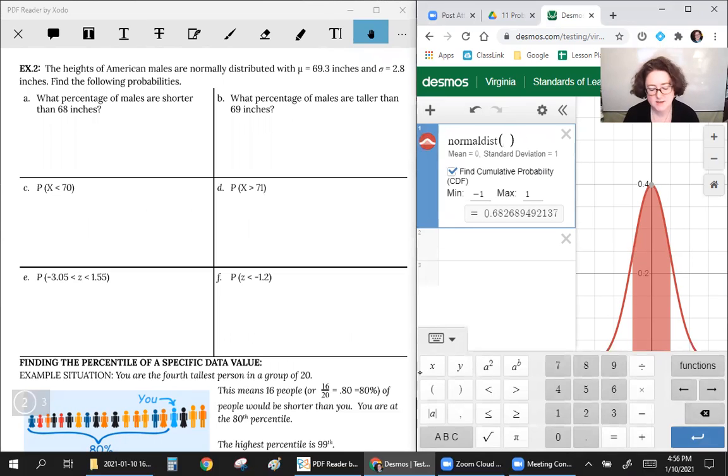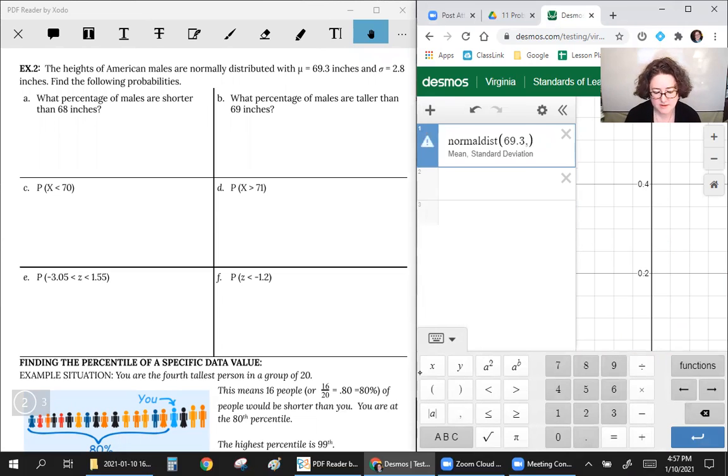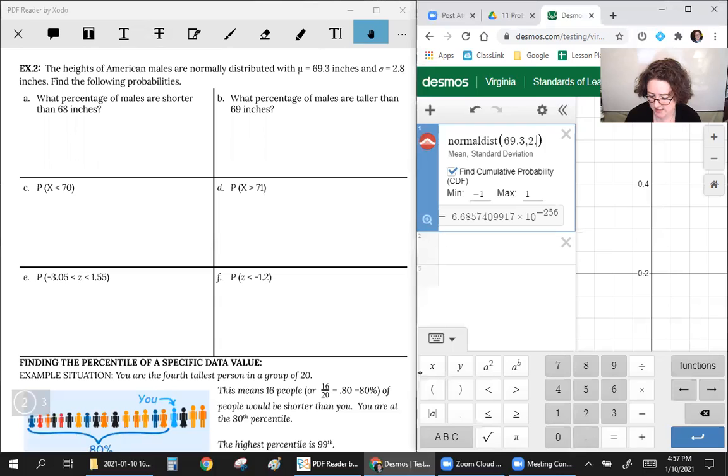So again, the mean has to go first. The mean they told me was 69.3, and then have a comma. And then the standard deviation they told us was 2.8. And again, it's automatically updating the values for us. We just need to make sure that if they give us that information, that's what we plug inside the parentheses. If they don't, then we're just going to use mean of 0, standard deviation of 1, and you'll notice you'll have a z variable in your problem. And so now we're just plugging in our values to see what happens.